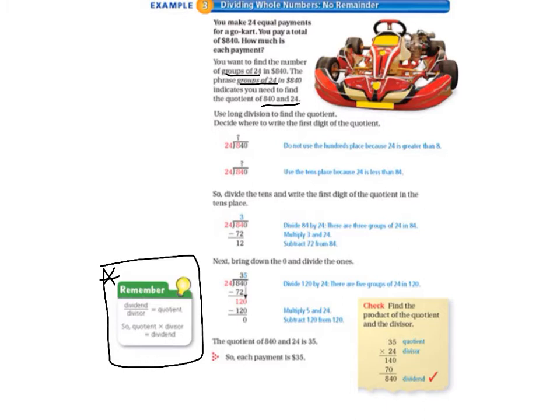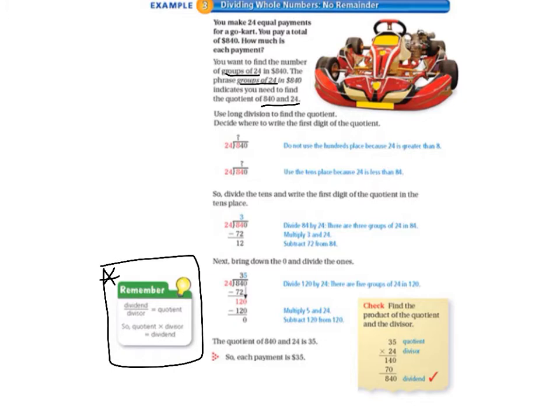So it says do not use the hundreds place because 24 is greater than 8. So 24 doesn't go into 8. 24 goes into 84 a number of times. So it says use the tens place because 24 is less than 84. So divide the tens and write the first digit of the quotient in the tens place. 24 goes into 84 3 times. So it says divide 84 by 24. There are 3 groups of 24 in 84, so that's why we put a 3 on the roof of our house. 3 times 24 is 72. So we're going to subtract 72 from 84, and there's 12 left over.